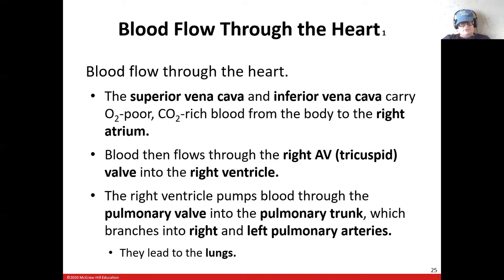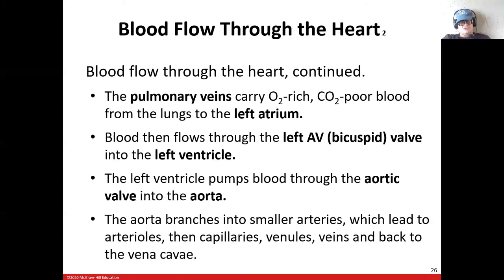which is at the bottom of the pulmonary trunk. Anyway, through that valve into the trunk, and that will branch into left and right pulmonary arteries. And we already said the right one goes under the aortic arch behind the superior vena cava. Those pulmonary arteries carry blood away. Remember, arteries always carry blood away from the heart. They're carrying blood away from the heart to the lungs. That's where the pulmonary part of the name comes in.